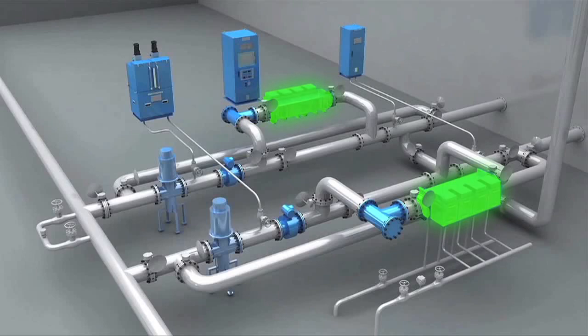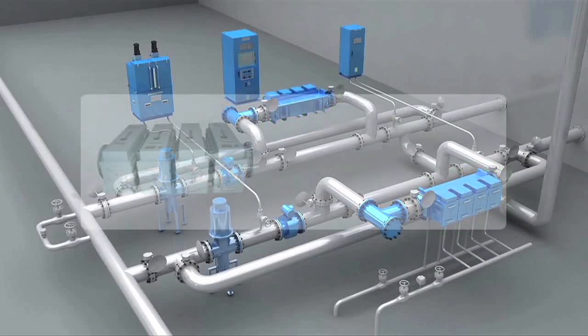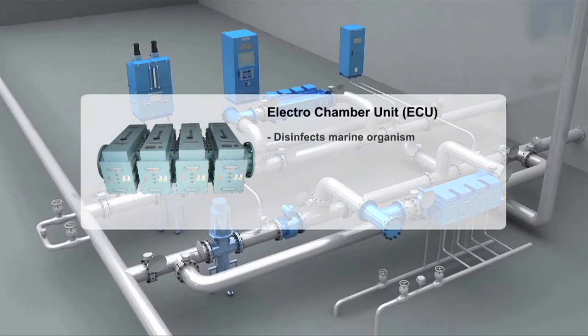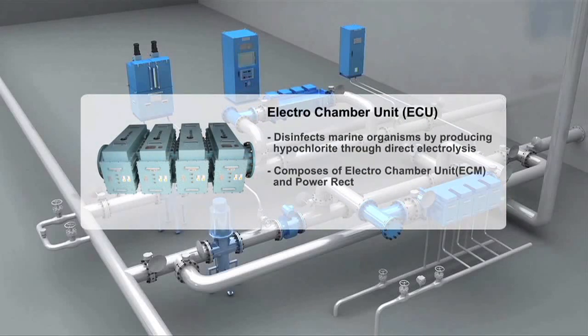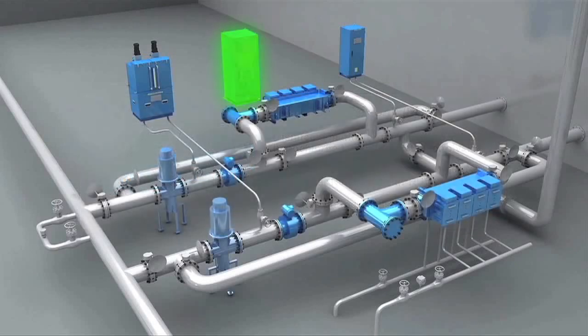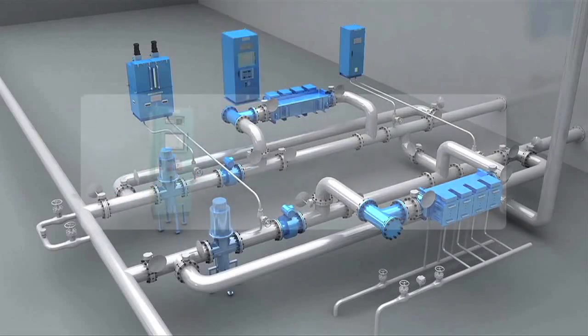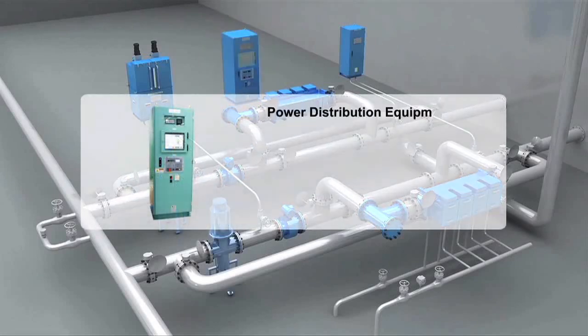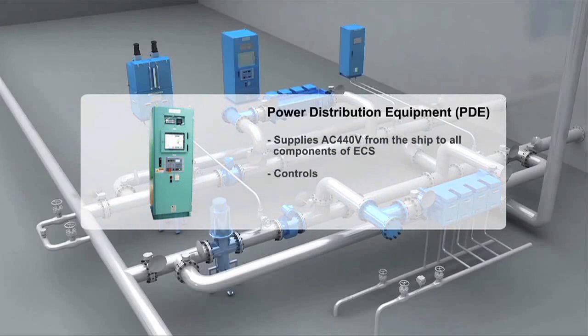Disinfects marine organisms by producing hypochlorite through direct electrolysis. Composed of the electrochamber unit, ECU, and the power rectifier unit, PRU. Operates during ballasting only. Supplies AC 440V from the ship to all components of ECS. Controls communication parts of all equipment of ECS.